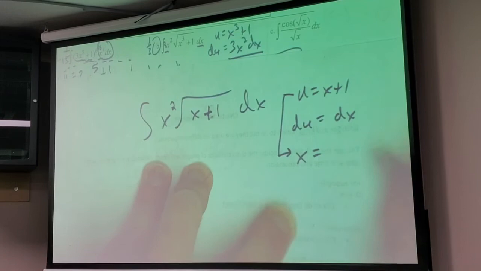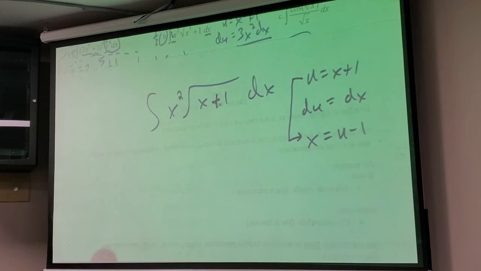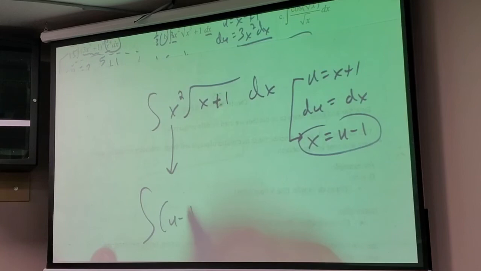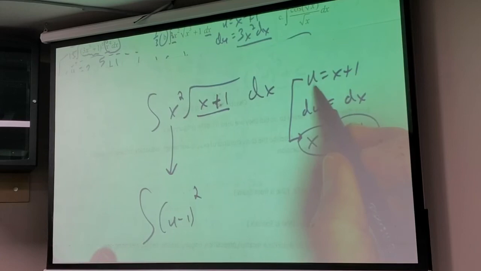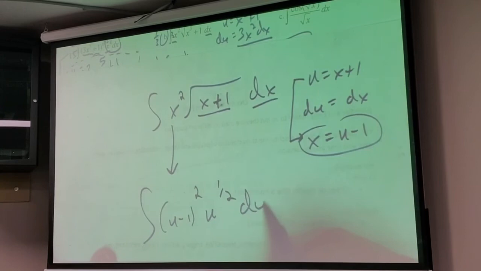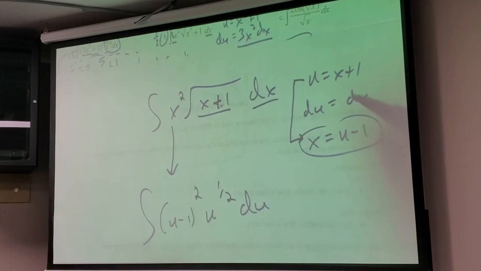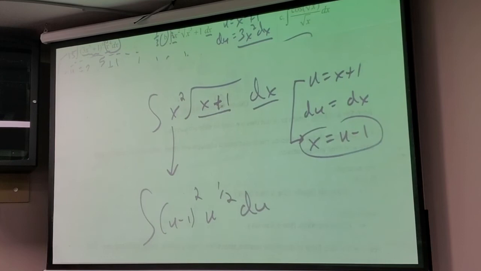Can I replace everything now? What's x squared? u minus 1, squared. What's the square root of x plus 1? Square root of u, so I'll put u to the 1/2. And what's dx? du. Did I replace all the x stuff with u stuff? Yes. This step right here is so cool. On one level it's like, of course, and on another level it's like, we're allowed to do that? Because you're just learning this, you don't know what you're allowed to do yet. But I did it.